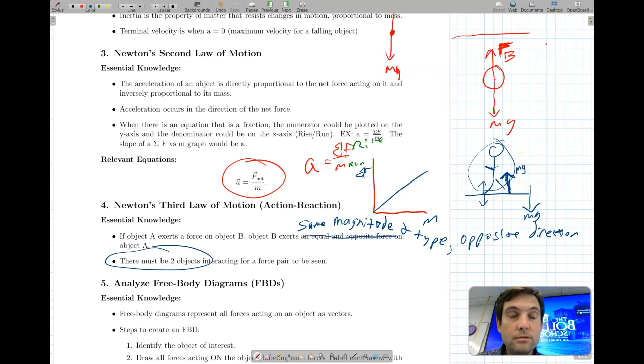So when I jump, the earth comes with me. But because the earth is so massive, we cannot observe the acceleration. So remember that there has to be two objects for a force pair to be seen. A force pair is two forces, same magnitude, same type. It can't be the normal force and the weight force. It has to be normal force and normal force, in the opposite direction.